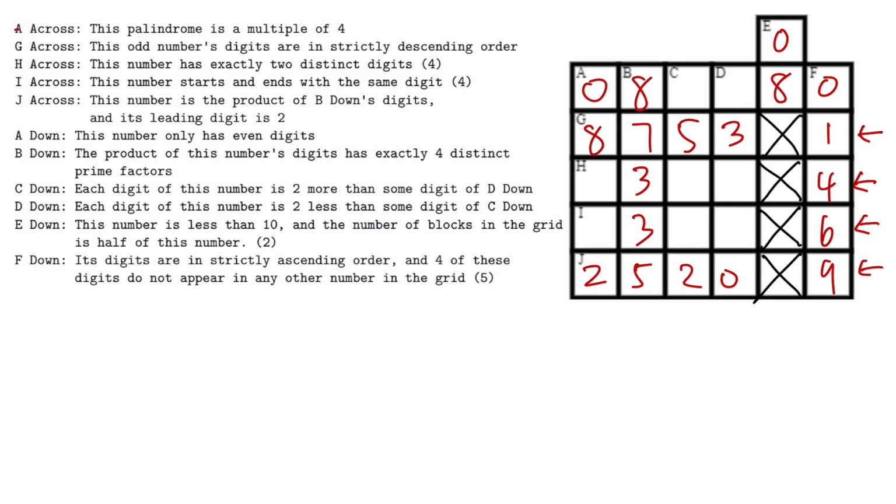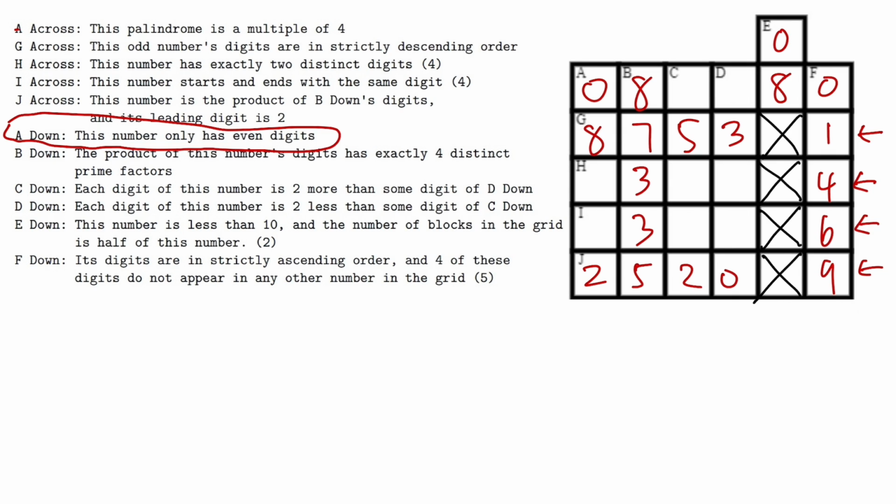Okay, now let's see. Let's see A down. Is there anything that we can say about A down? A down says this number has only even digits. So we have 0, 8. We cannot use 4. We cannot use 6. So that means either 0, 8 or maybe 0, 2 and all that. I have no idea, so that is not that useful.